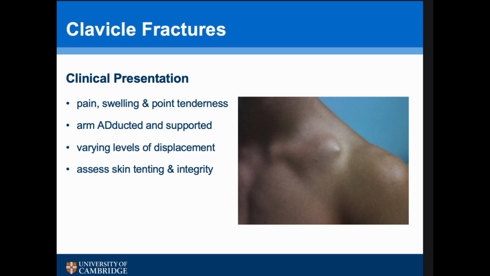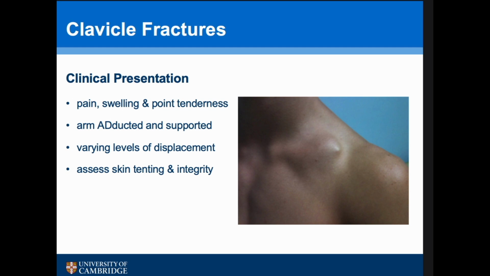So as we saw in the last talk with regards to protraction of the scapula, this can occur with the more displaced clavicle fractures. And it's important to assess skin tenting and integrity. Very rarely there can be issues with skin integrity, particularly if there's a very sharp point to the fracture.